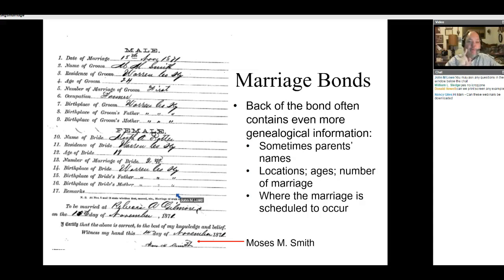Remember, though, this is probably being provided by the groom because he's applying for the license. Again, he might not be completely accurate in all information. Always be just a little bit skeptical and determine if that matches other records as you're identifying them. It does tell us, though, in this case, that they're to be married at Rebecca Gilmore's on a particular date, and then the groom signs, again, the front and the back of the bond in the process of applying for a license.